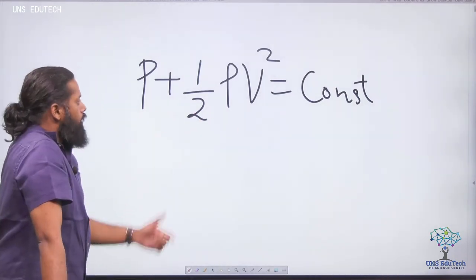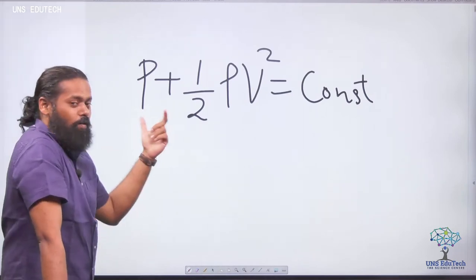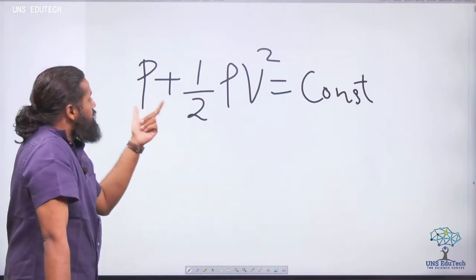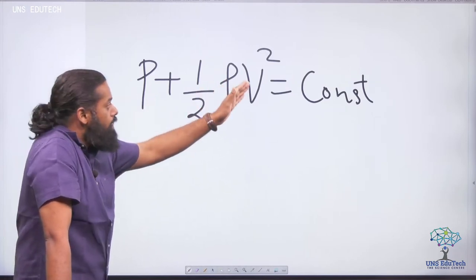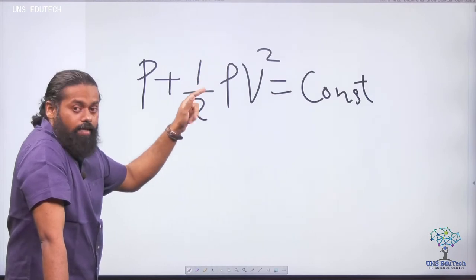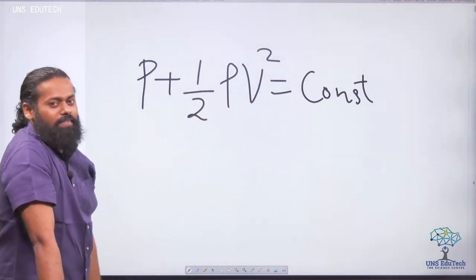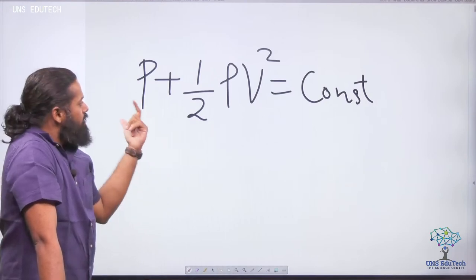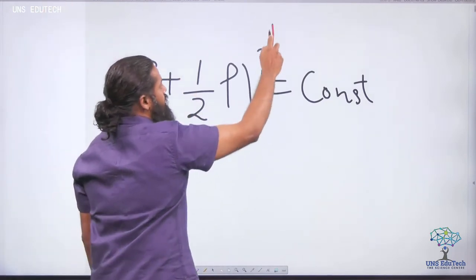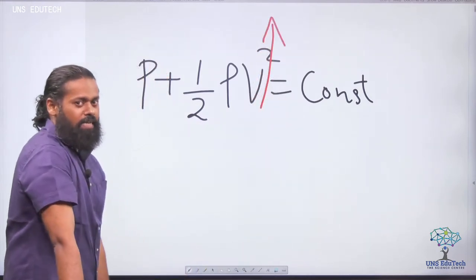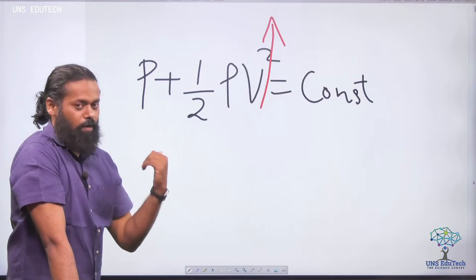Now, what do you mean by this? The entire concept lies in this section. The sum of the pressure and the kinetic energy per unit volume is going to be a constant. That means in such an equation, if the velocity is increasing, this is the single most important point you have to remember in this chapter, in this Bernoulli's theorem section.